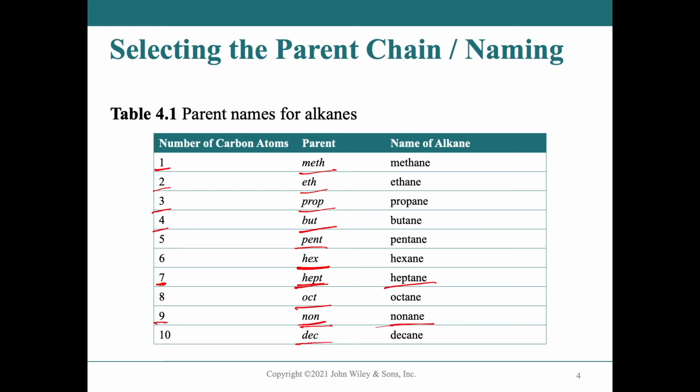So the ones that you have to remember and memorize are these first 4, okay? Meth, eth, prop, and but, right? Methyl, ethyl, propyl, and butyl, okay?